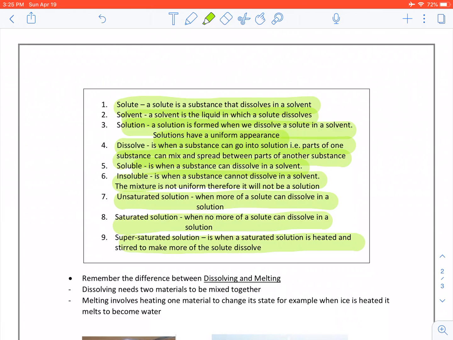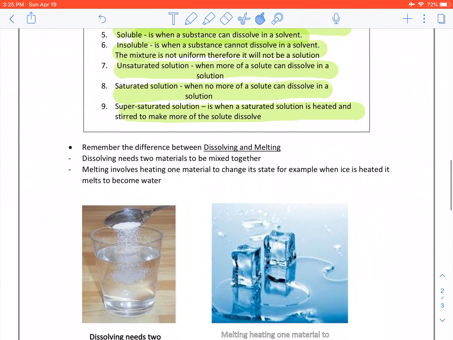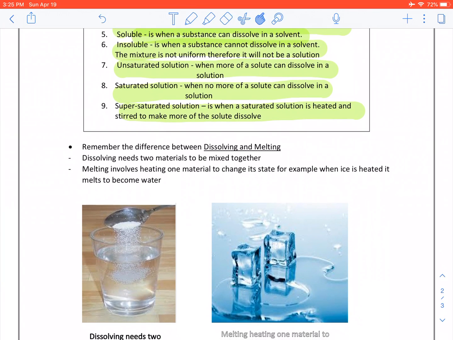Remember, there is a big difference between dissolving and melting. Dissolving needs two materials to be mixed together, while melting involves heating one material to change the state. For example, when ice is heated, it melts to become water.